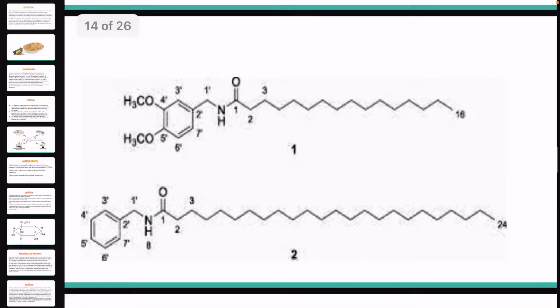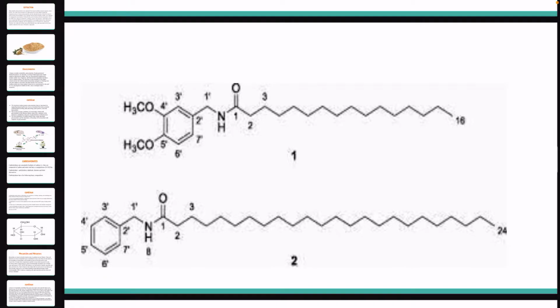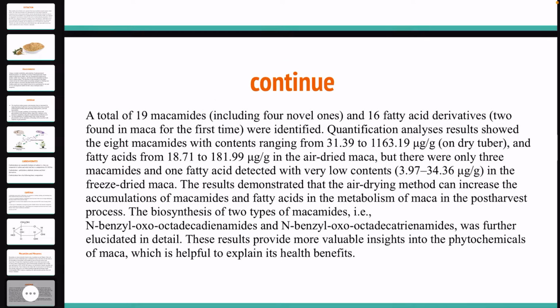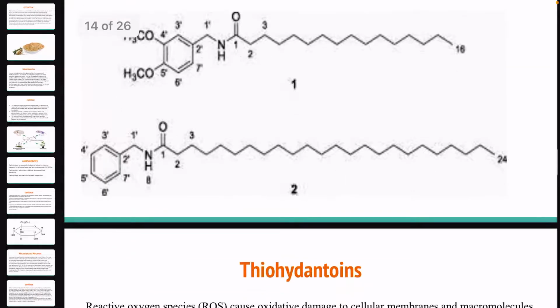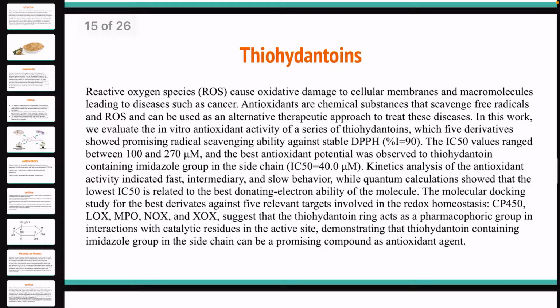So these are the structures of macamides and macaenes, which is also an enzyme, which we know is basically an enzyme essential for metabolism and can be increased through dry aging in Lepidium. So let's talk about thiohydantoins. It is also a nutrient that is found in Lepidium.